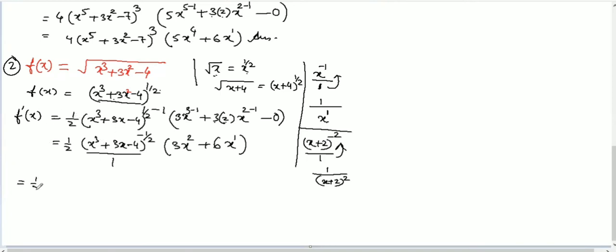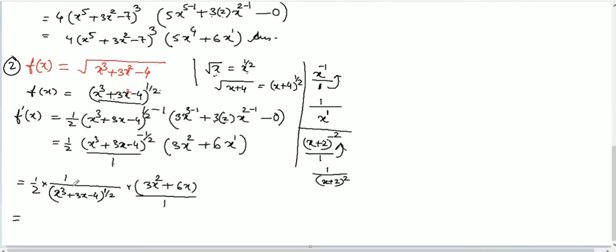So half, as this one will go up, give a multiply sign here. So 1 over all will come down: x cube plus 3x minus 4 whole to the power minus half will become plus half, and then multiply by 3x square plus 6x, and just give 1 because this is fraction multiplied by fraction multiplied by fraction. You can check my algebra video if you want to understand how to multiply fractions here.